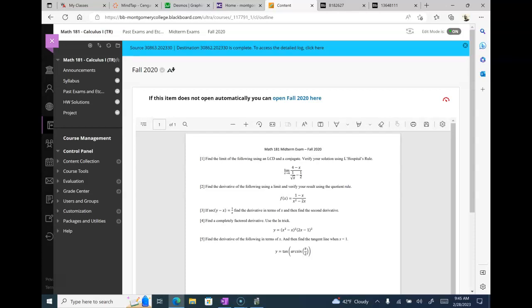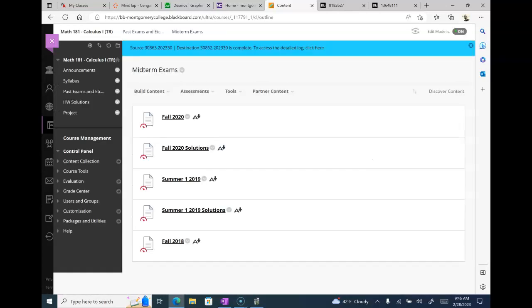Number 3, find the derivative of secant of y minus x equals 1 over x in terms of x. Remember, you need a triangle there. And then find the second derivative. This is a good test. It looks short, but it's a beast. Sharp teeth. We'll do a couple of those today, okay? I like that midterm.